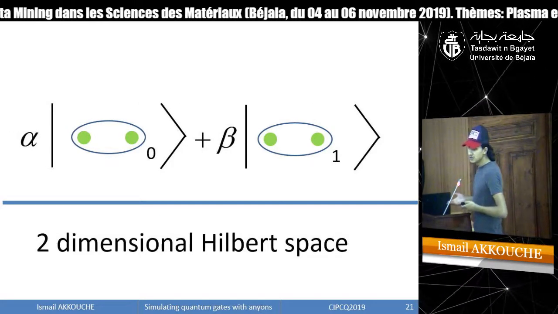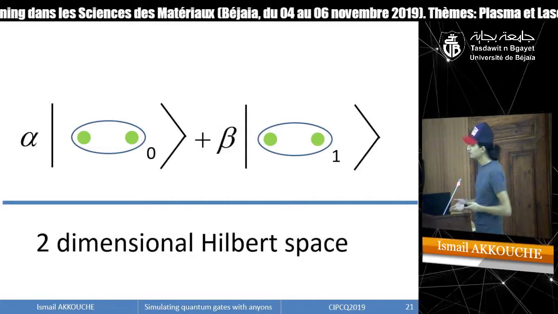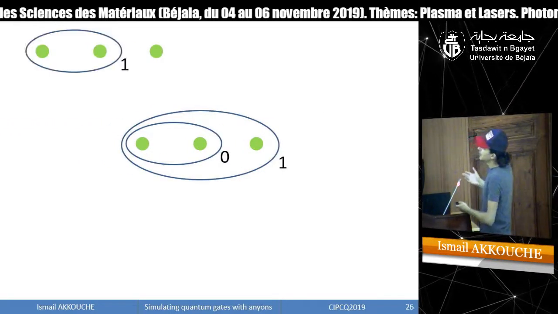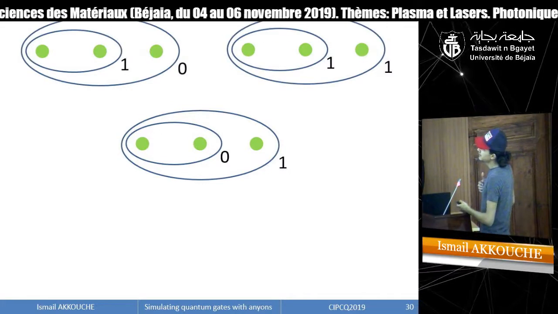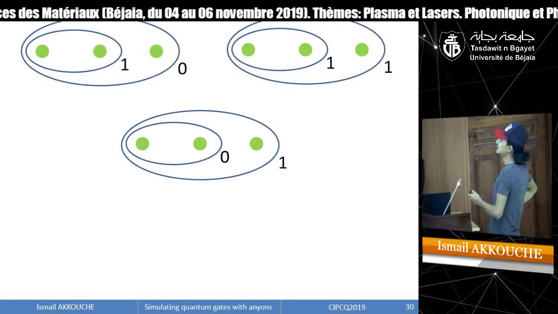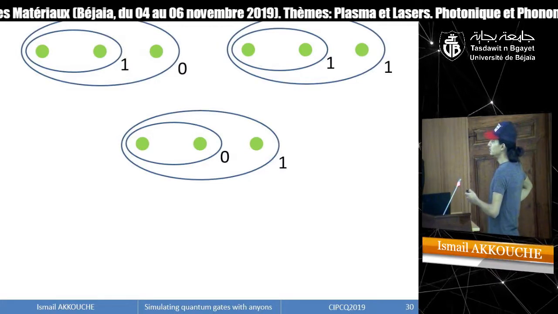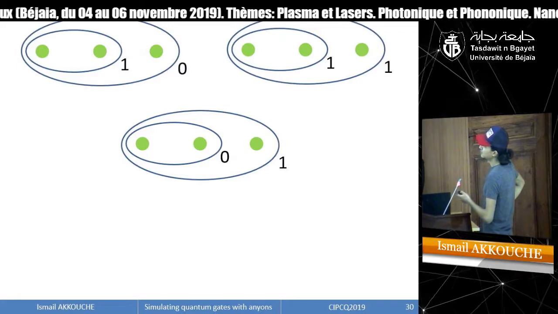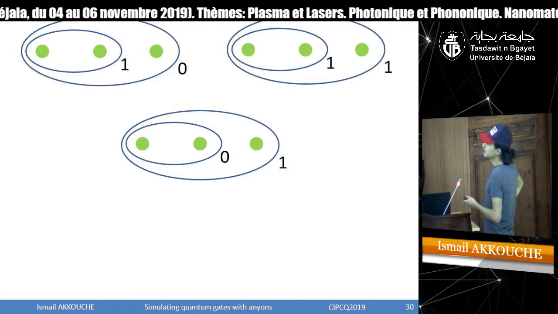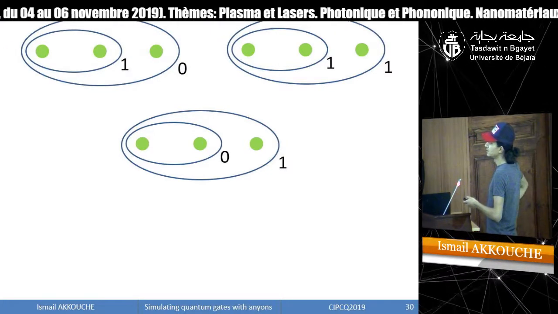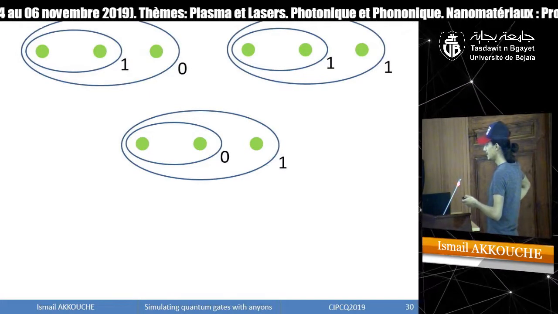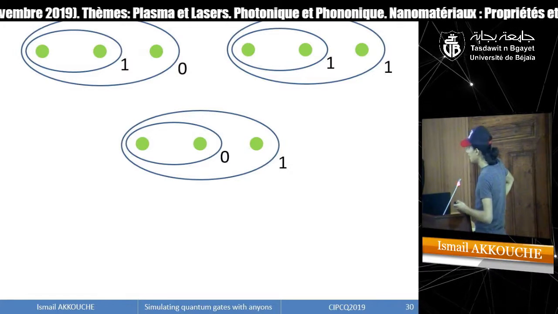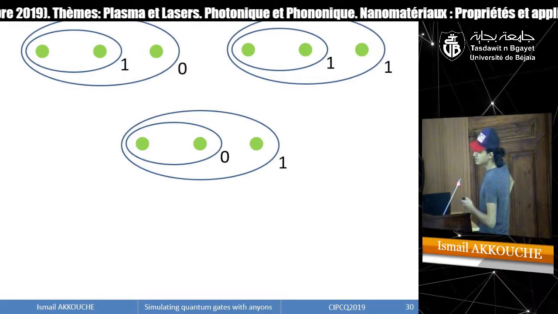The solution is to increase the number of Fibonacci anions. For example, when we use 3 quasi-particles, I have 3 possibilities. When we fuse this and this, I get 1, and I will fuse 1 with another. I have 2 possibilities, 0 and 1. And the third possibility is that this gives us the vacuum, and when I fuse the vacuum with another Fibonacci anion, I will get the 1. This is a 3-dimensional Hilbert space.